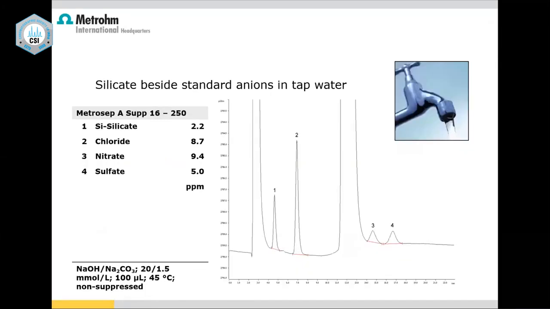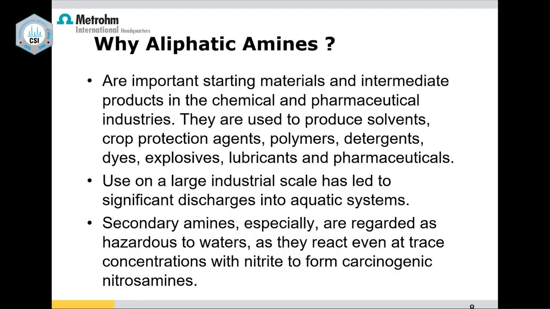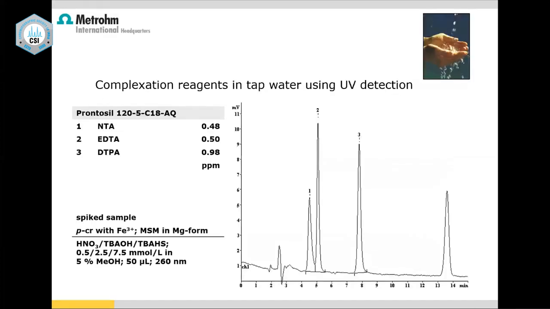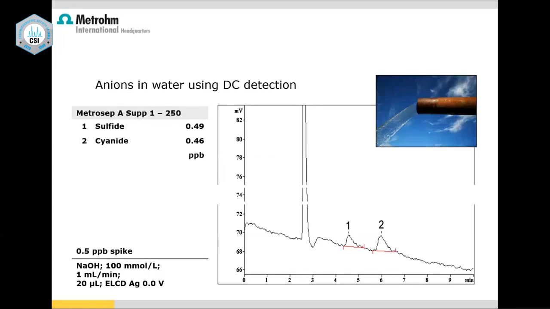Then we have silicate analysis, which can be done. Then aliphatic amines. These are used as a starting material in many chemical and pharmaceutical industries. Normally they are discharged into aquatic systems, but the moment you release them, they react with nitrite to form carcinogenic nitrosamines, which is dangerous. Aliphatic amines can also be done. This is an example chromatogram. Then we have complexation reagents in tap water. This is an agricultural water sample which had come, and we can do this analysis.